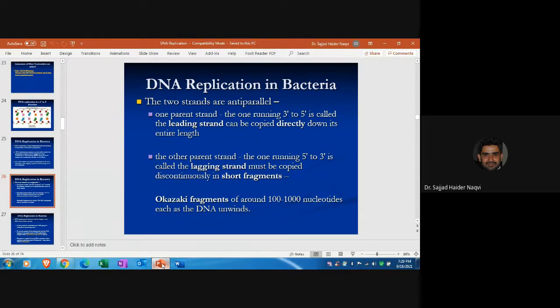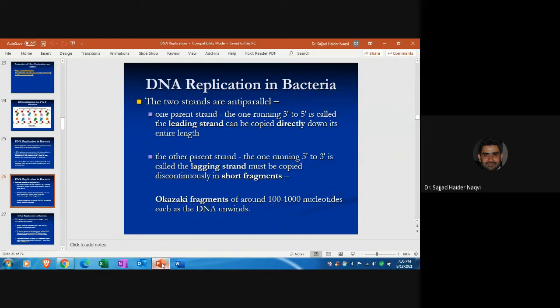Some reflections are there. What happens actually is that on the lagging strand, we do not have a continuous chain formation. Rather, we have short fragments of nucleotides synthesized on the lagging strand. And once these short fragments are synthesized, all of them are joined together to make the complete chain. These short fragments, which are being synthesized on the lagging strand, are called Okazaki fragments. Okazaki was the name of a Japanese scientist who discovered this process, and on that basis, we call those fragments Okazaki fragments. These Okazaki fragments range from 100 to 1000 nucleotides long.